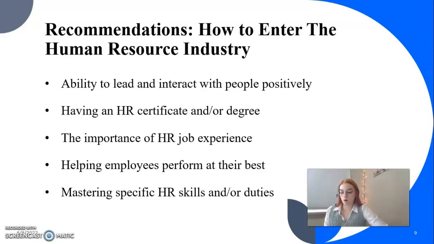And although it is not required, she also recommends having an HR certificate and/or an associate or bachelor's degree in human resources, or a degree in something business related, and that can be very useful in the industry of HR. Another recommendation she made was to get your HRCI certification and/or your SHRM certification.